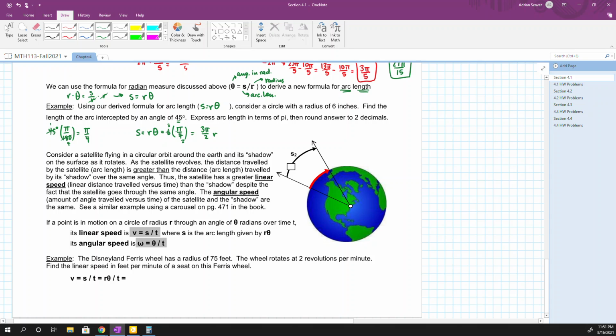It's not radians anymore, right? Because it's inches times radians. Okay, so my arc length is going to be in inches.